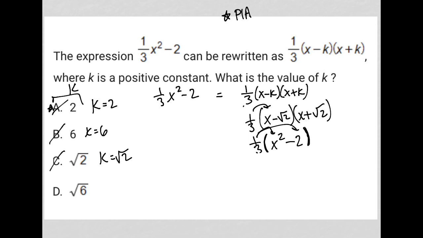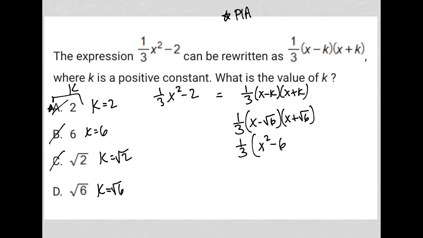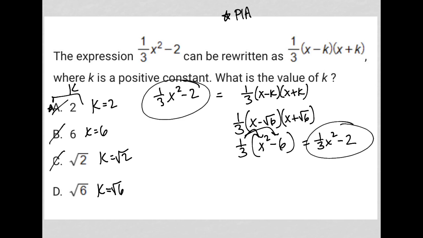And then lastly, we know this is the right answer from doing it using our other method, but maybe this is a better method to have started off with in the first place. We say, well, hey, if k is equal to the square root of 6, that means I have 1/3 times x minus root 6 times x plus root 6. And therefore, I would have 1/3 parentheses x squared minus 6. And then when I distribute the 1/3, I get 1/3 x squared minus 2, which is exactly what I was looking for all along. And again, that's why choice D is the best answer.